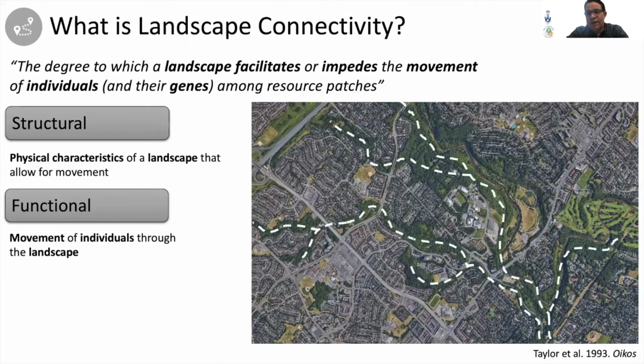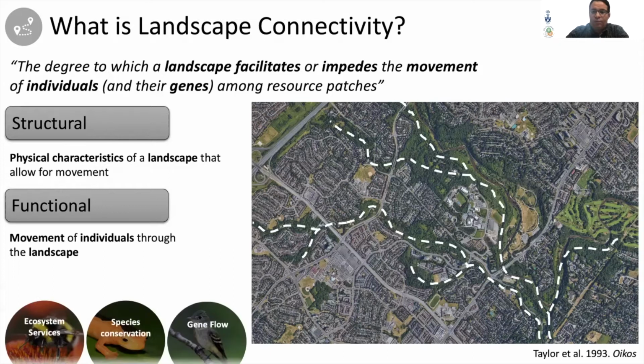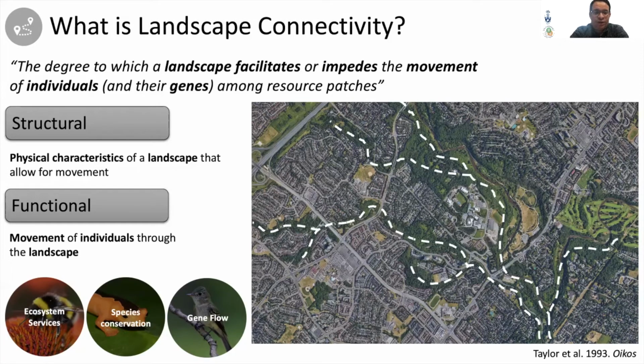So if we assume that we have some individuals that can move through these patches or corridors, then this is the actual functional connectivity. There are two components of functional connectivity: potential functional connectivity and actual functional connectivity. The potential functional connectivity is based on the map and some assumptions about the movement behaviors of the individuals in the landscape. However, the actual functional connectivity is based on actual movement data that can be extracted from molecular markers data, mark-recapture data, or radiotelemetry data. Promoting connectivity is very important for ecosystem services, species conservation, and gene flow.